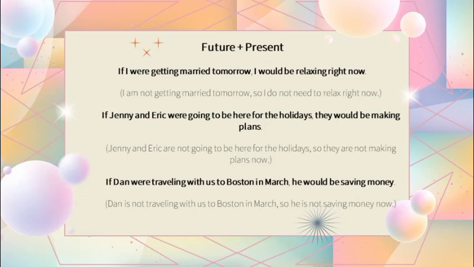The examples of future plus present. If I were getting married tomorrow, I would be relaxing right now. If Jenny and Eric were going to be here for the holidays, they would be making plans. If Dan were traveling with us to Boston in March, he would be saving money.